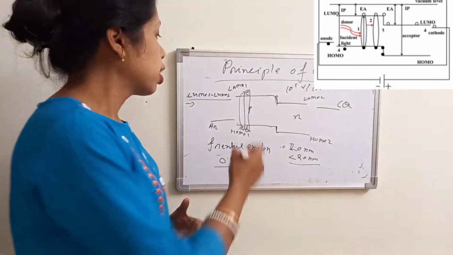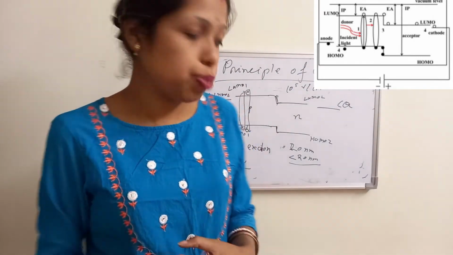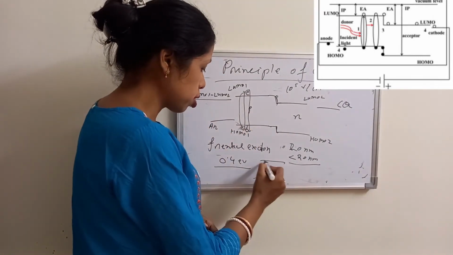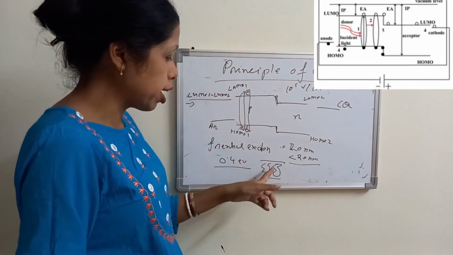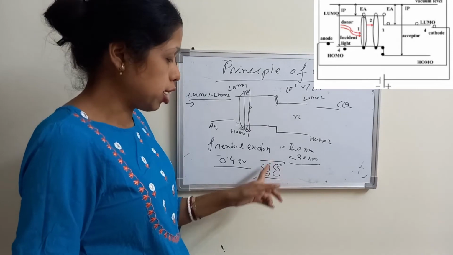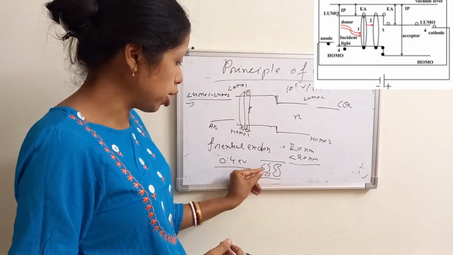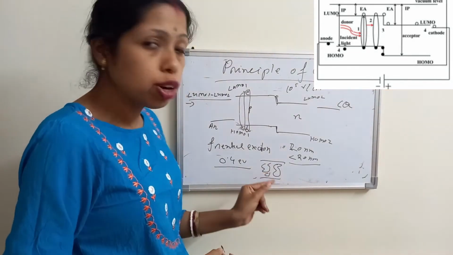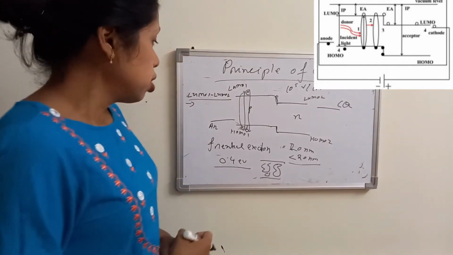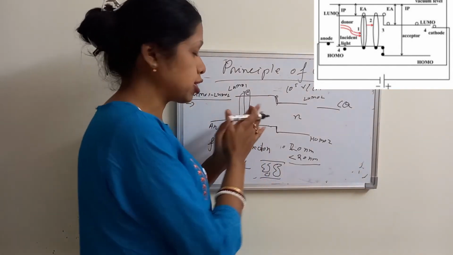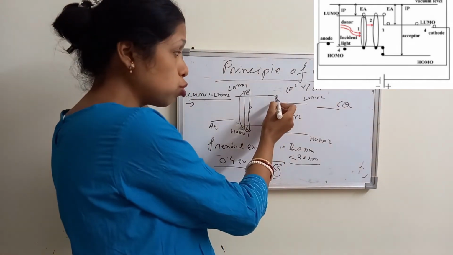Or we can create multiple interfaces by mixing the p-type and n-type layers. Everywhere there will be interfaces between p-type and n-type, and between each and every interface there will be only 1 or 2 nanometer. So this is about the exciton diffusion. Now come to the exciton. Suppose the exciton is diffused towards the interface.